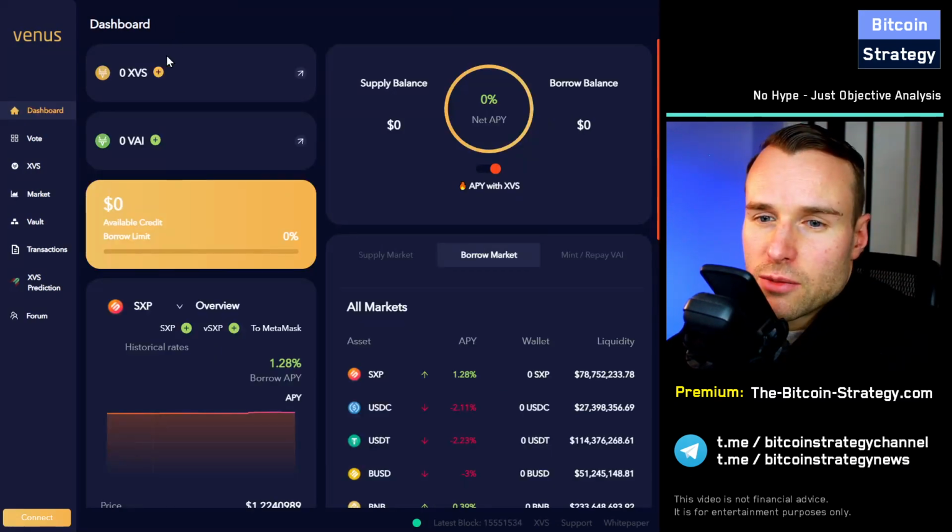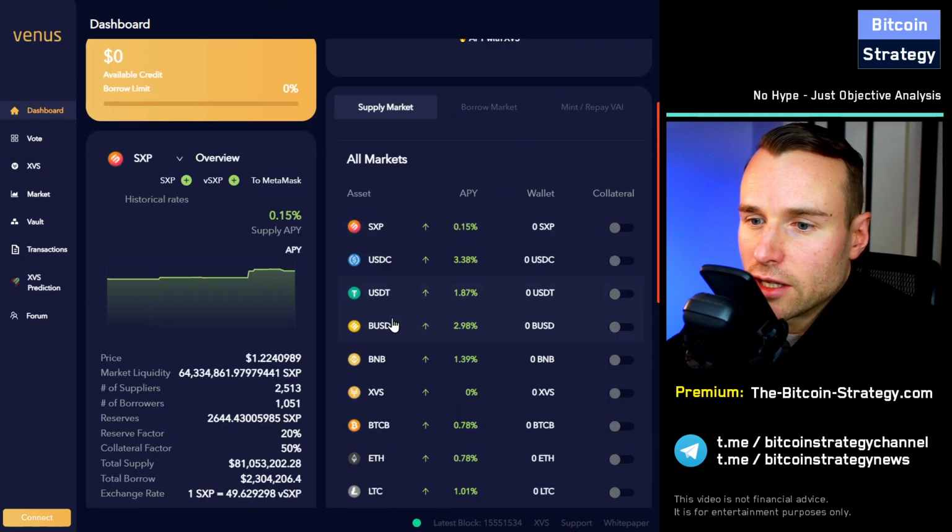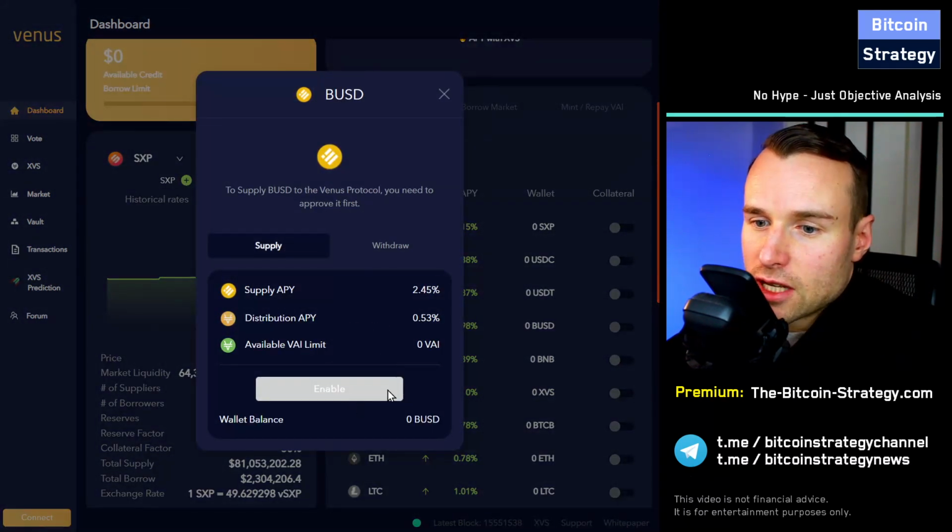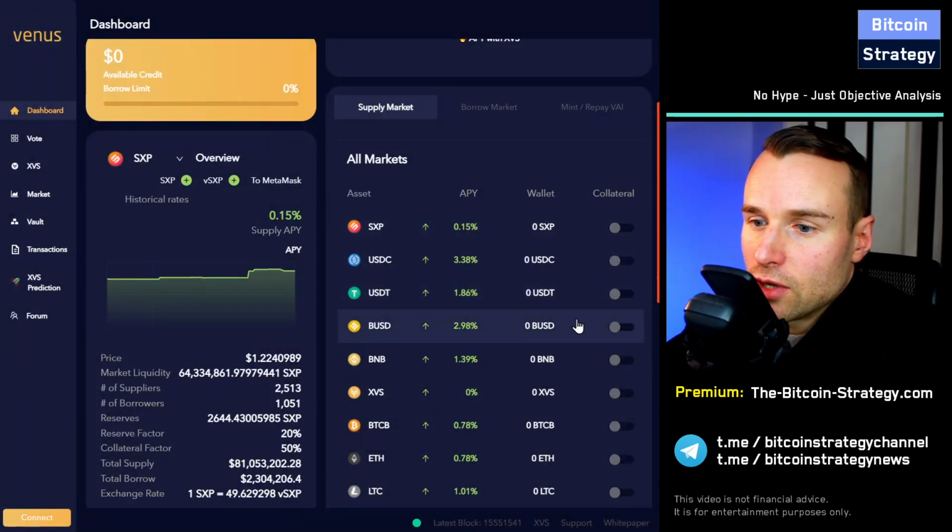And so how do you do this in practice? You click here on dashboard, then you click on supply market, you click on BUSD. You first have to enable supplying the BUSD to the platform. Currently in this wallet, I don't have any BUSD. You enable this, you provide the liquidity. Then afterwards, you have to enable this collateral switch over here. So your BUSD can act as collateral.